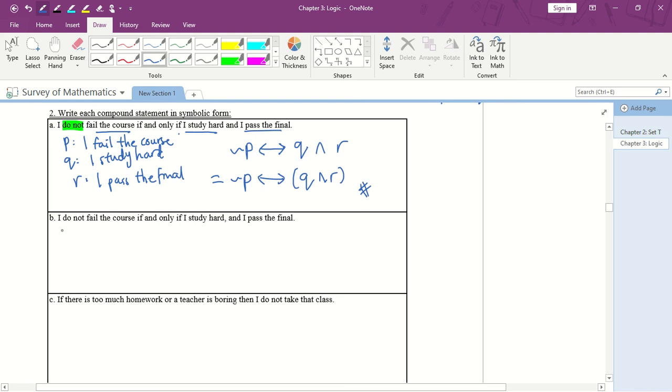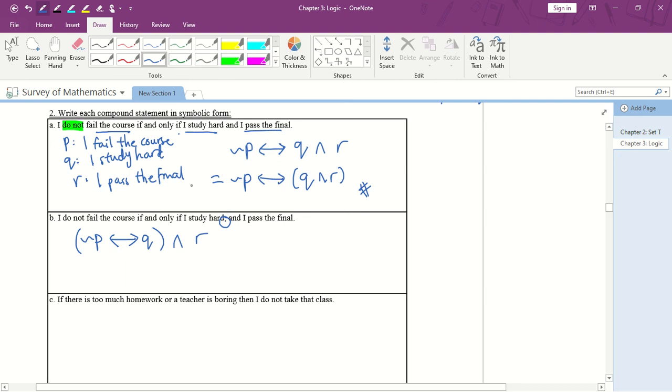However, for this one, I do not fail the course means negation P, if and only if I study hard means Q. See, there's an extra thing here. There's a comma here, which means that we need to put a parenthesis here because this is a group. And I pass the final.